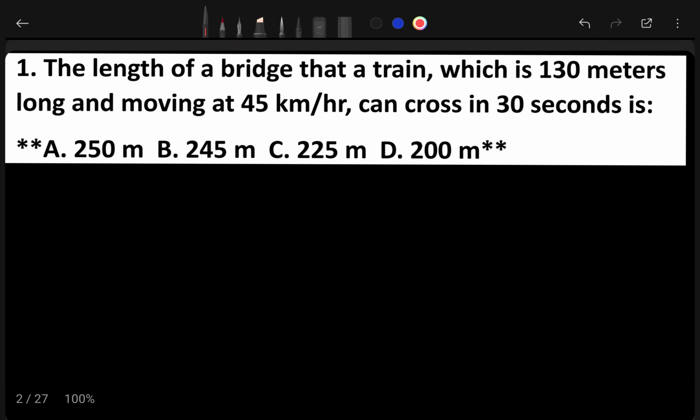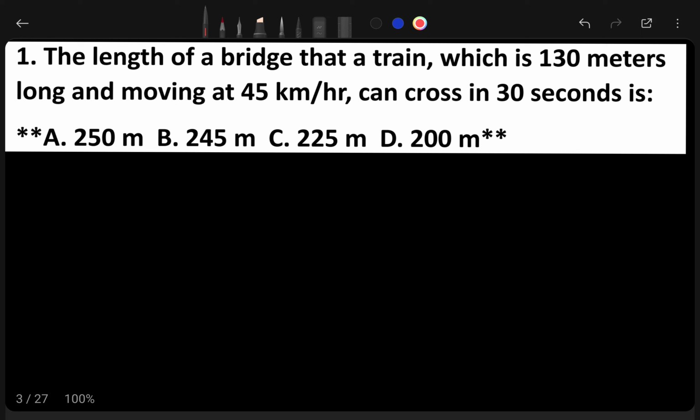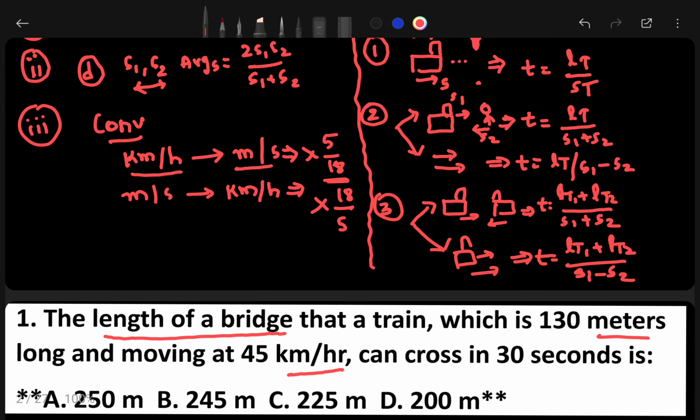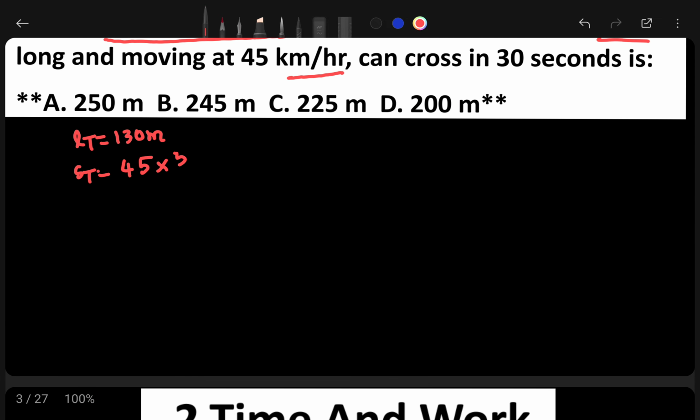Now, the length of a bridge that a train which is 130 meters long can cross. So the length of the train is given as 130 meters, and it is moving at a speed of 45 kilometers per hour. Here all are in meters, so simply convert. How to convert from kilometer per hour into meter per second? Multiply by 5 by 18. Simple. So 45 into 5 by 18. We shall simplify this afterwards.